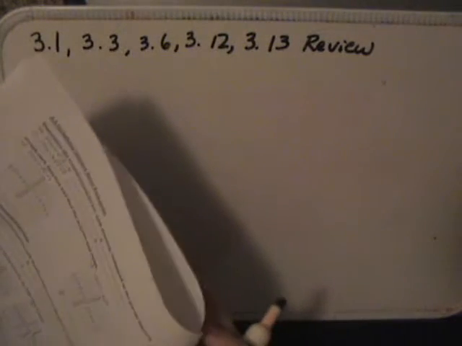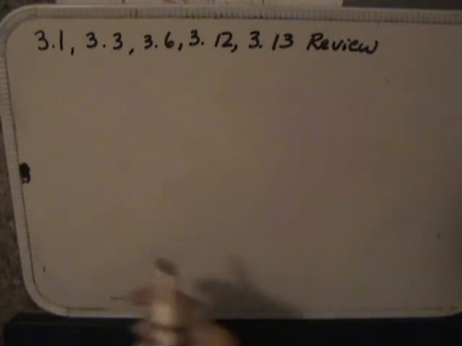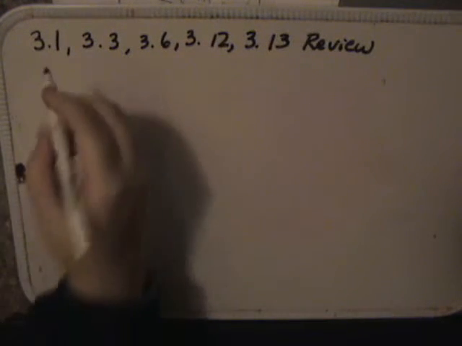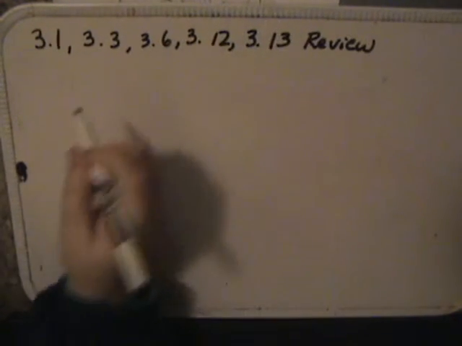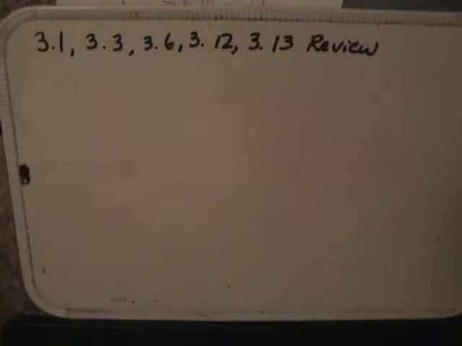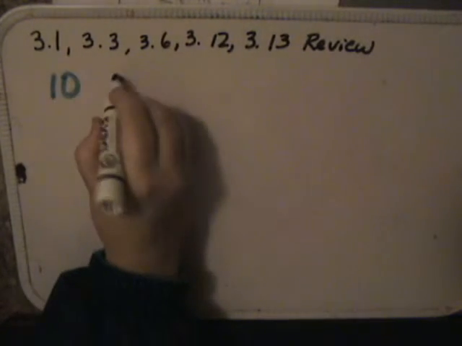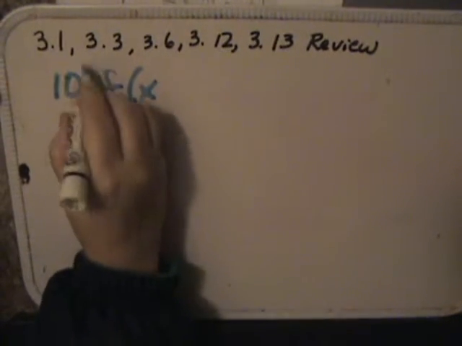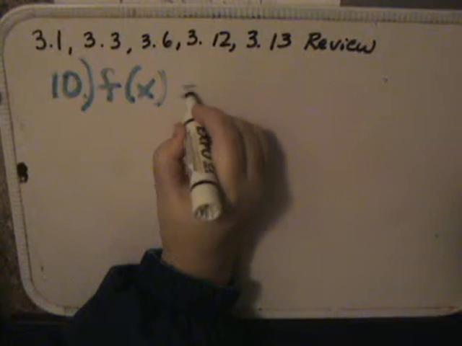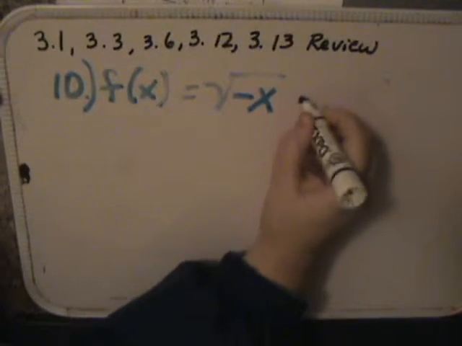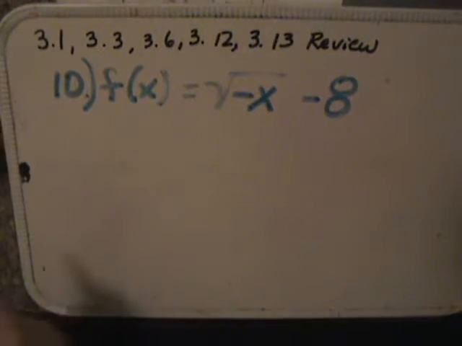Number 10, it says determine the transformation for each function. And it is f of x equals the square root of negative x minus 8.